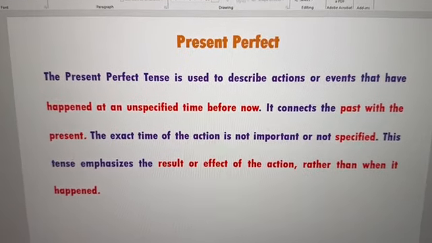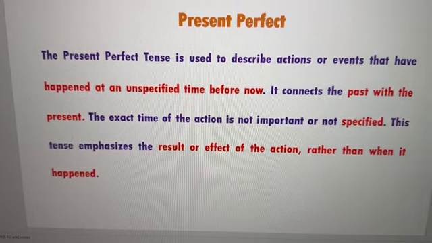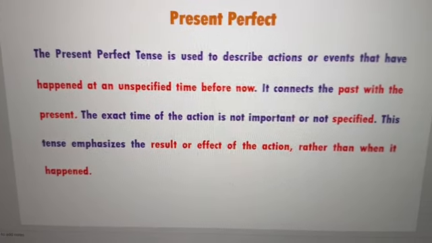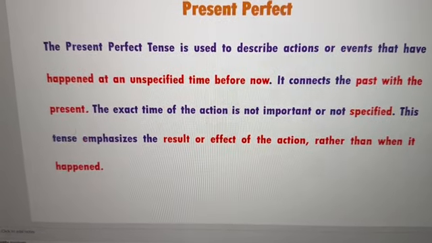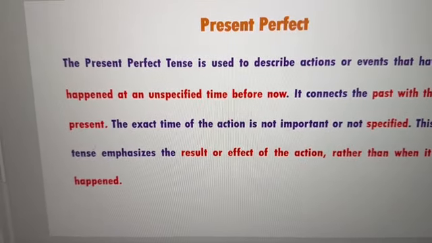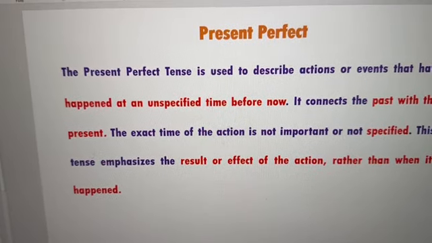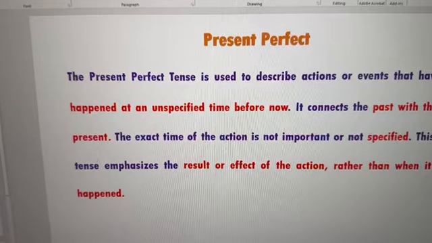Let's get started. Present perfect tense is used to describe actions or events that have happened at any specified time before now. It connects the past with the present. That means we have two tenses in one tense. The action started with the past tense and continues till the present moment.